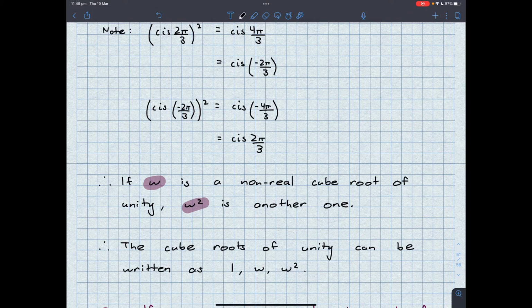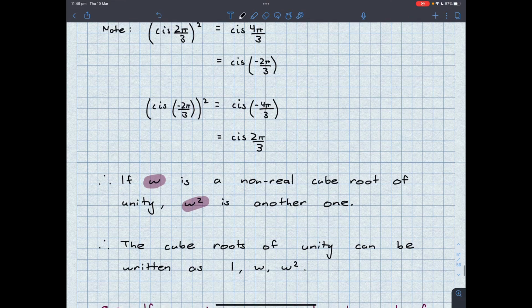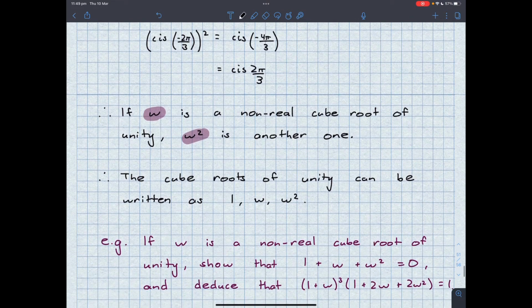So we'll have a look at a question that uses these properties. If w is a non-real cube root of unity, show that 1 plus w plus w squared equals 0, and deduce that (1 plus w)^3, 1 plus 2w plus 2w squared equals 1. So I have that w is a non-real cube root of unity, so it's not the 1, it's one of the other two.